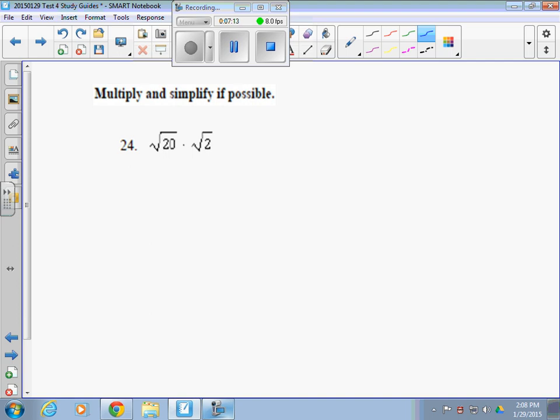24 says to multiply and simplify, if possible. The square root of 20 times the square root of 2. When you put those two together, you get the square root of 40. What perfect square goes into the square root of 40? 2 times 2 is 4, times the square root of 10. The square root of 4 is 2, times the square root of 10.